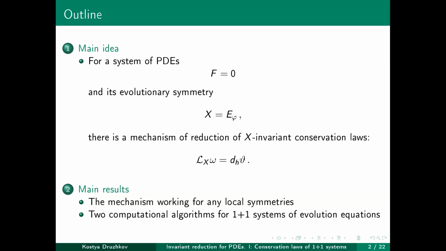In the case of 1+1 systems, the result of the reduction is a constant of invariant motion. That is, it's an analog of a first integral for ODEs. The mechanism works for any local symmetries: point symmetries, contact symmetries, higher symmetries. You can see that this mechanism is based on nothing, roughly speaking.